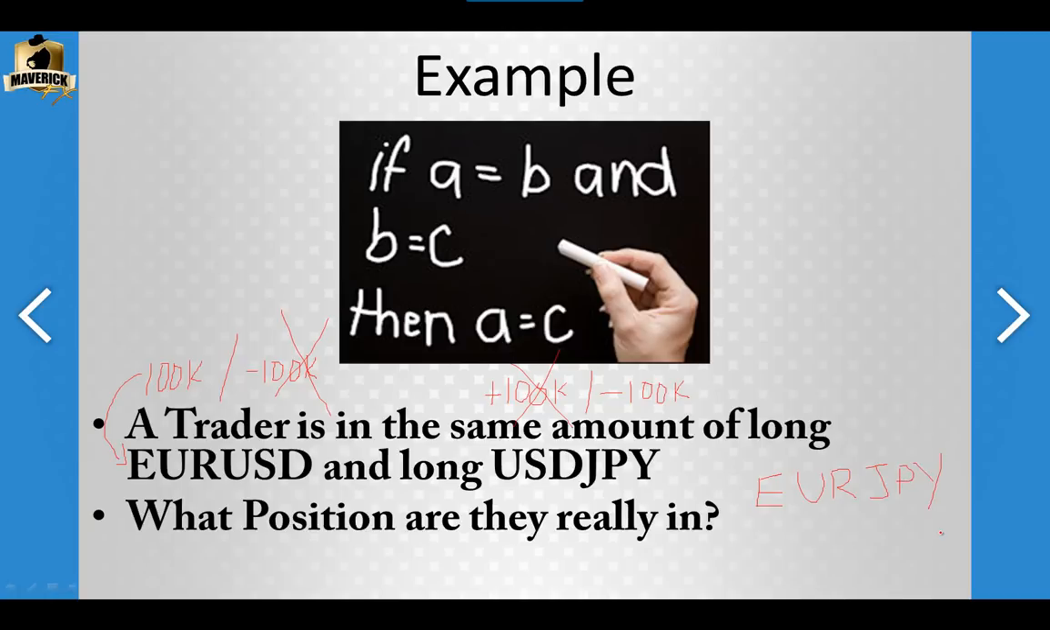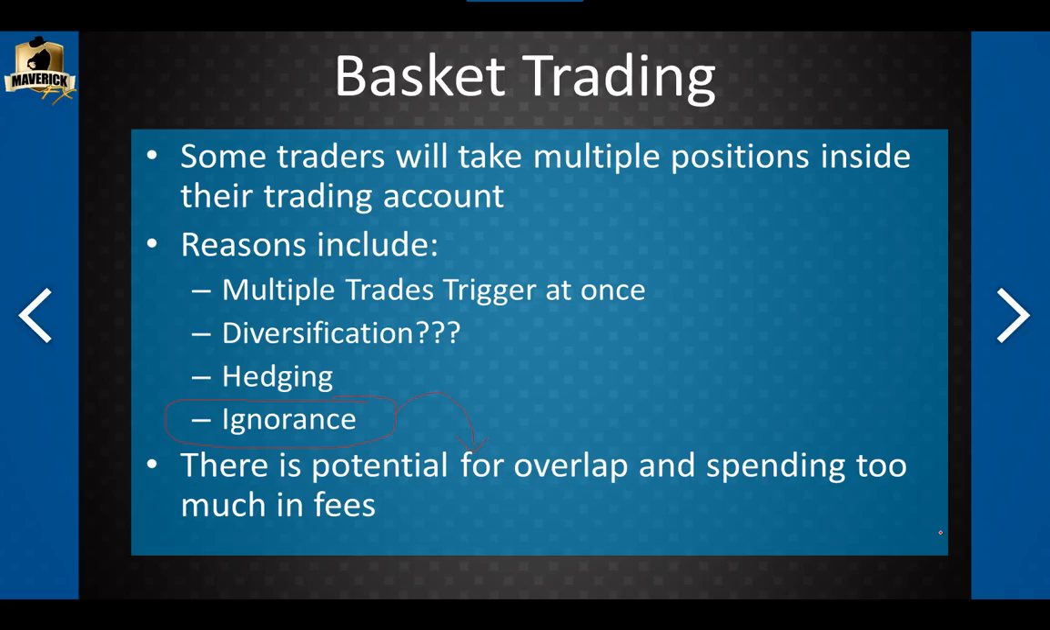Now I have to ask the question, why didn't they just enter euro yen? Why did they spend 2 transaction costs, 2 spreads, now they're going to handle 2 positions? What was the reason? Well, let's go back to the possible reasons. The possible reasons to trade multiple currencies like this is multiple trades trigger at once? No. It's the same. It doesn't make any sense.